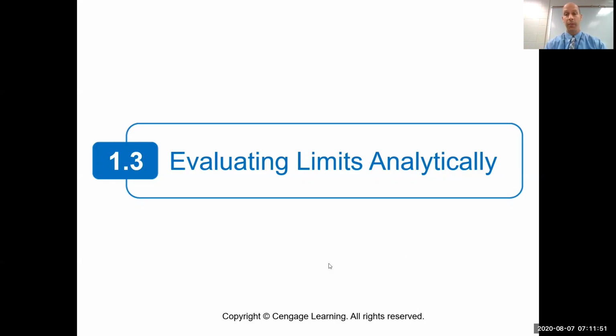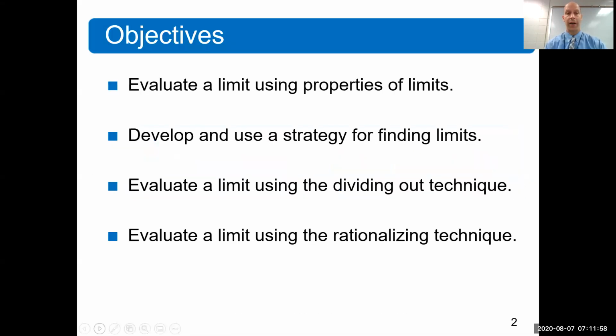So this is actually more ideal in terms of the way a math person would want to try to find limits. Our objectives here are to find limits using properties, develop strategies for finding limits, and evaluate limits using the dividing out technique and the rationalizing technique.